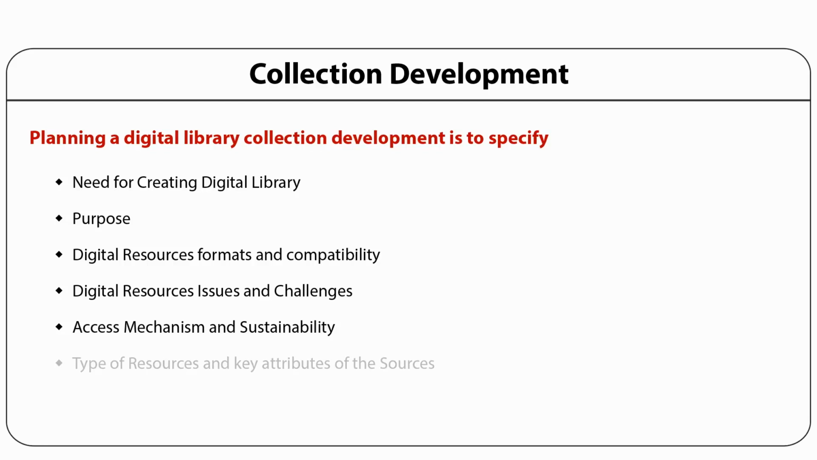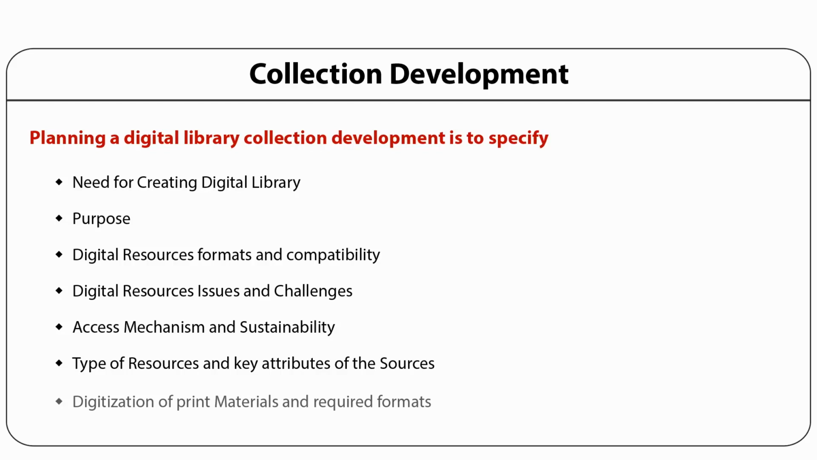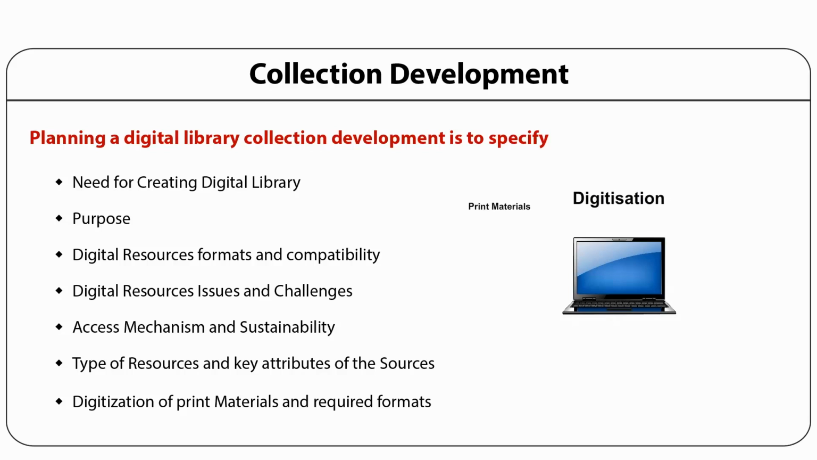And next is the type of resources and the key attributes of the sources. Types of resources are staff publications, working papers, project reports, theses and dissertations, etc. And digitization of print materials and required format means identifying the materials to be scanned and deciding which file format. We need to identify which materials are to be digitized and which format will be efficient for users to access. That is to be decided on this slide.